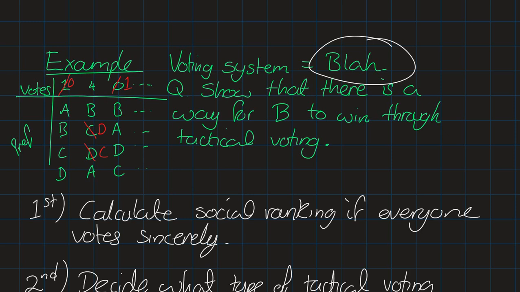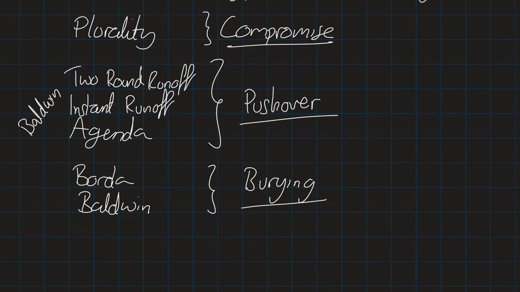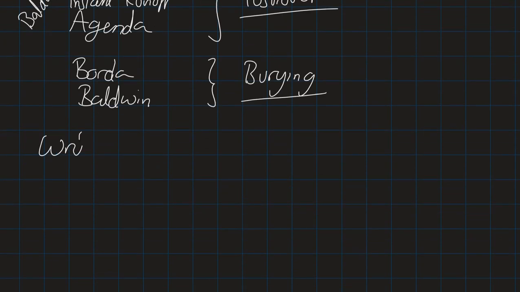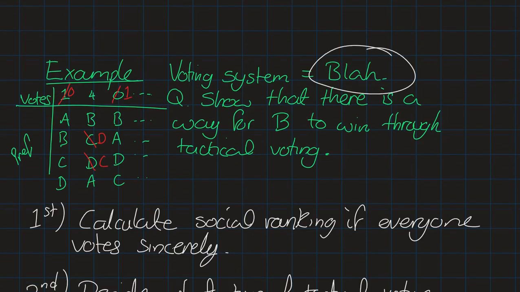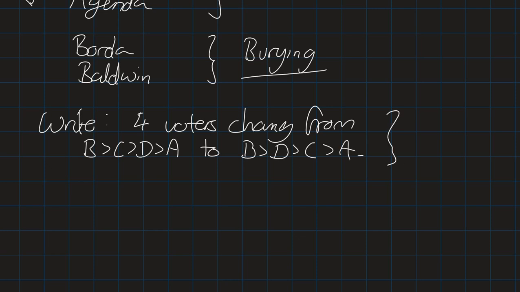Either way, to be extra safe and clear, especially when you're doing homework and exams, I recommend that you write it out in full. So write like 4 voters change from B, C, D, A to B, D, C, A. I recommend just to be extra safe that you write this out in full. So this will be step 3, or the third thing to do.